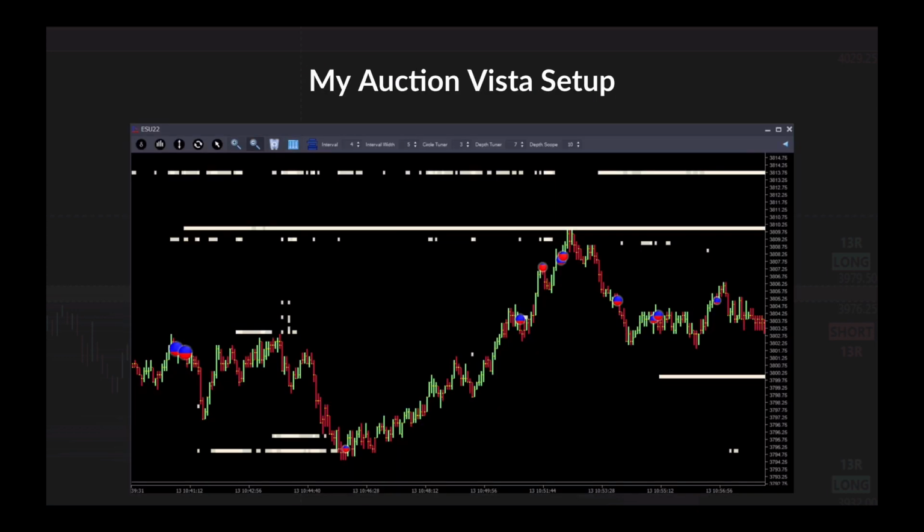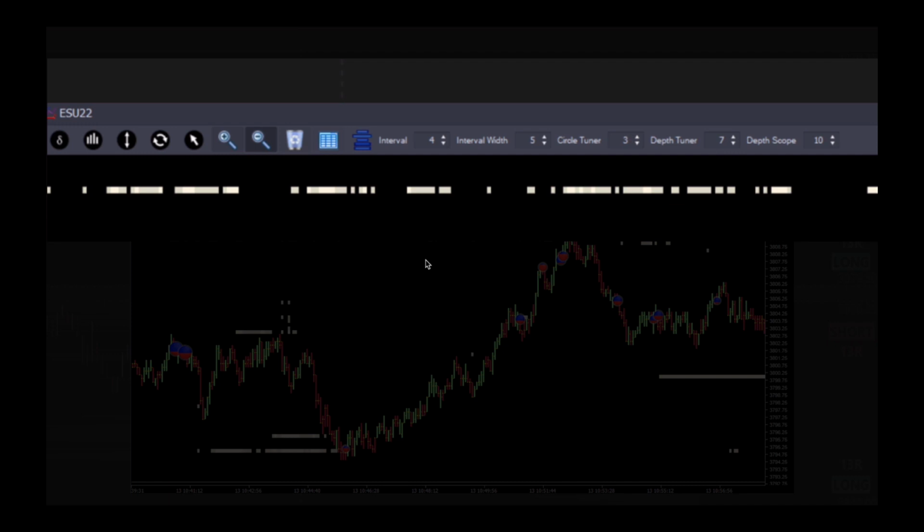Now, my Auction Vista setup is a little bit different than what I showed you before. What I like to do is really get rid of all the noise in my Auction Vista. I only want to see the thickest parts of the book, the major areas of destination. If I were scalping, maybe that would be a little bit different, but for my purposes, I want to see these major zones here. Settings are configurable.